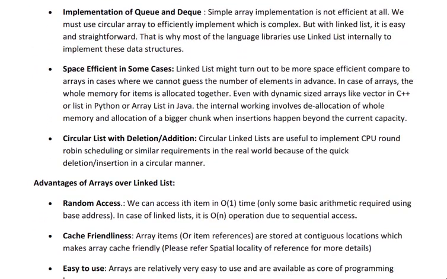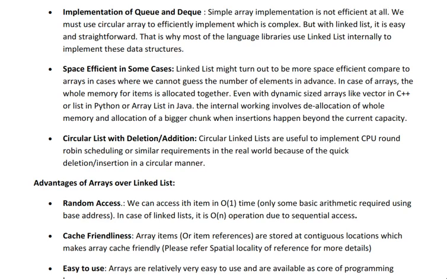The next advantage is space efficiency in some cases. A linked list might turn out to be more space efficient compared to arrays in cases where we cannot guess the number of elements in advance. The next advantage is the circular list with addition and deletion. It is useful to implement CPU round robin scheduling, or similar requirements in the real world, because of the quick insertion and deletion in a circular manner.